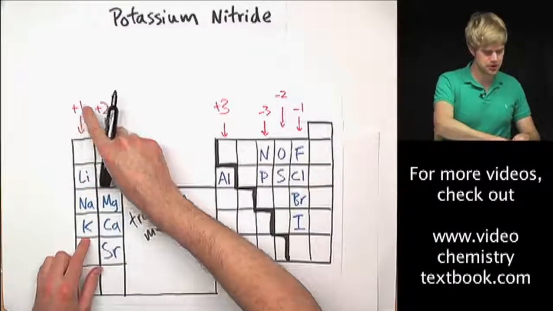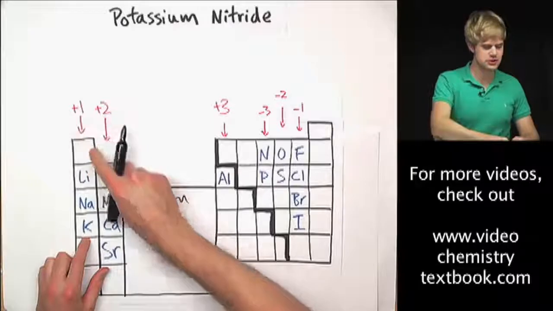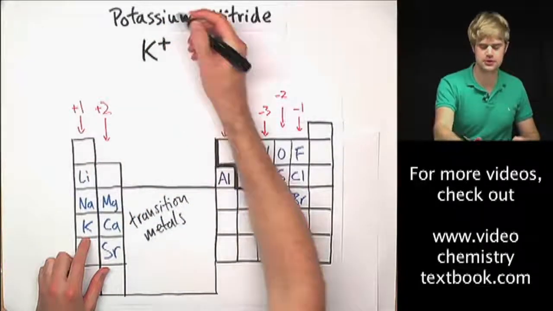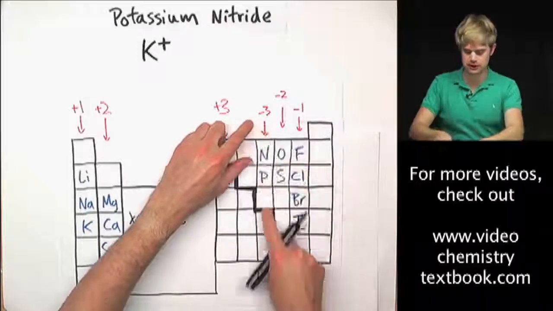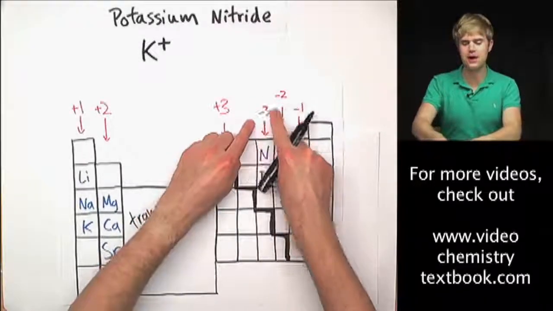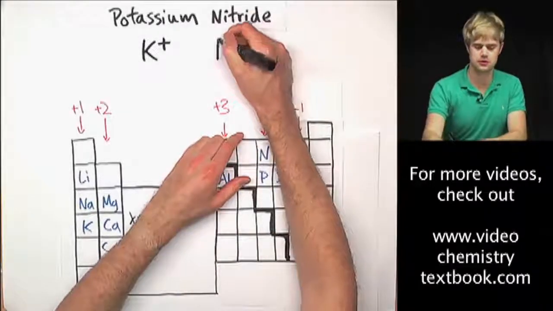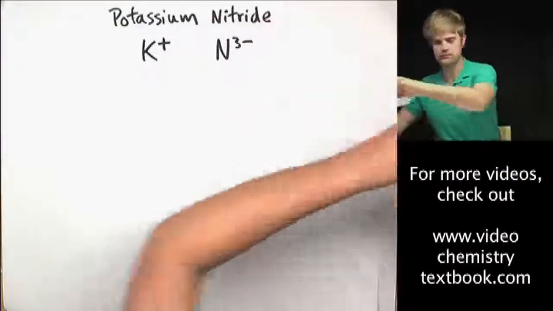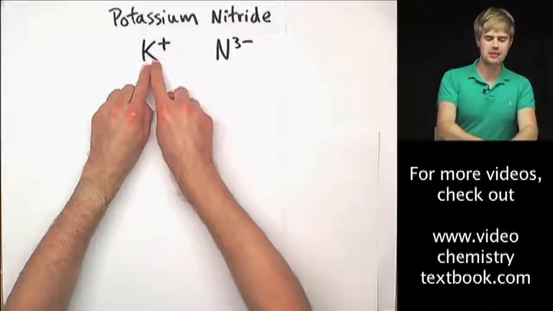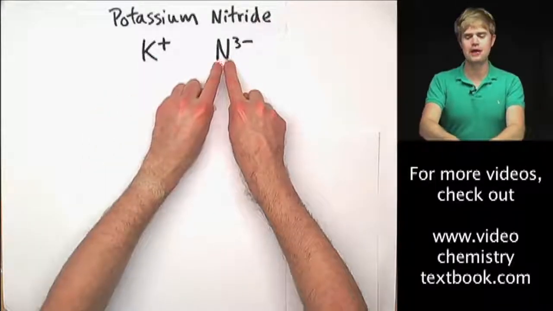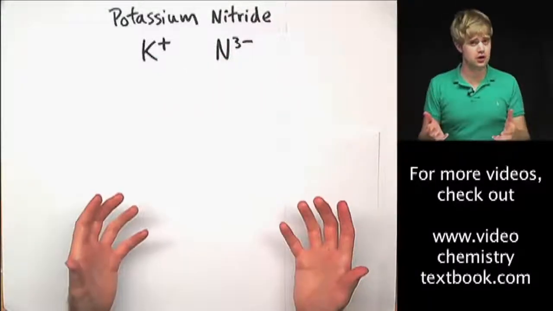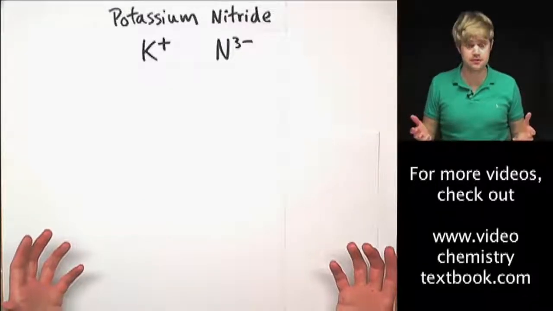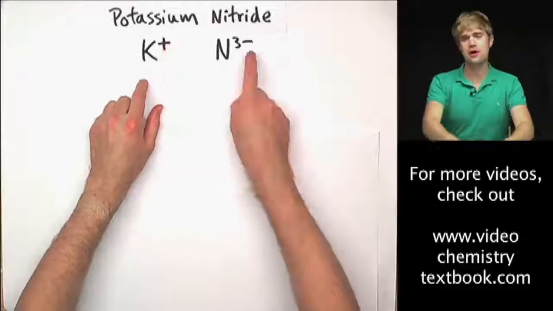Potassium lives in this column here, the same column as lithium, and so it has a 1+ charge. So I'm going to write that up here, K+. And nitrogen lives in this column where everything has a 3- charge. So here we have N 3 minus. When I have one atom of K plus and one atom of N3 minus, do the charges balance out? Do the plus and minuses balance out? It doesn't. I've got 1 plus and I've got 3 minus.